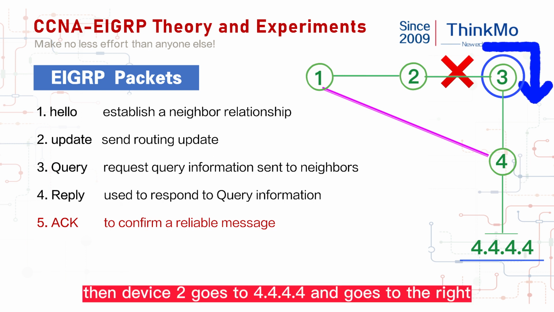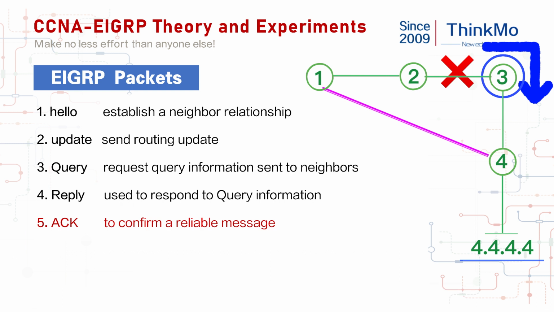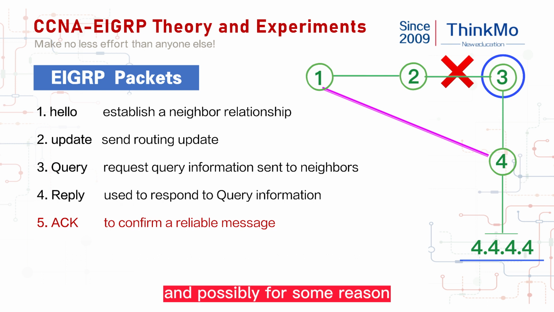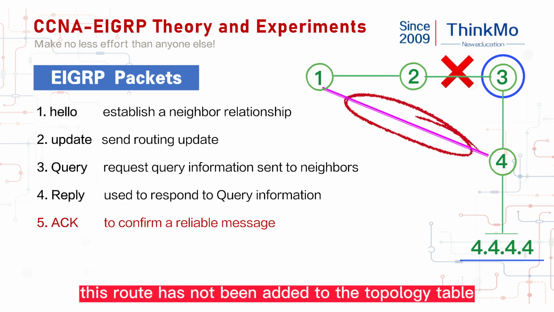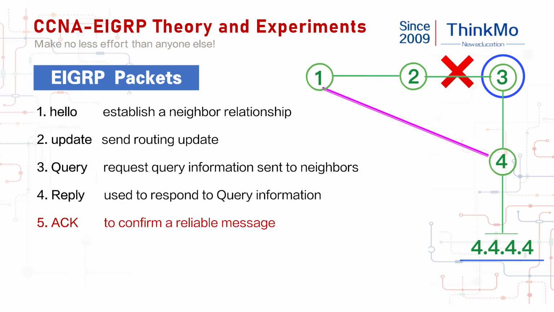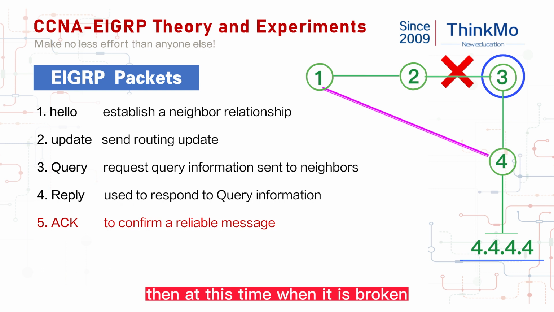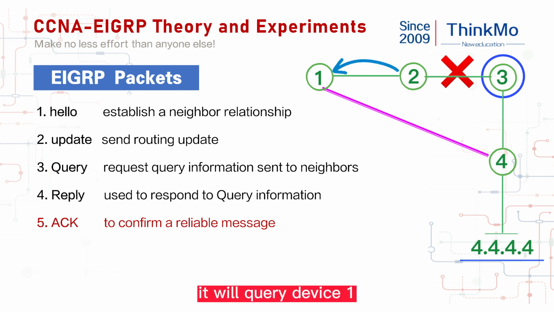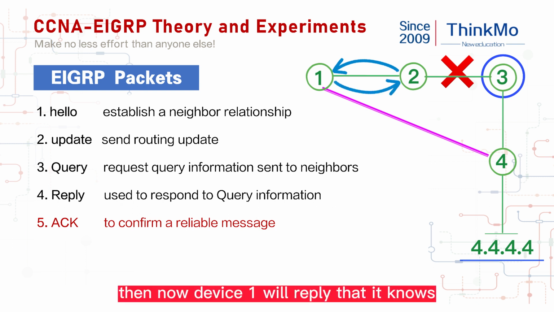Then device 2 goes to 4.4.4.4 and goes to the right. This is its optimal path. And possibly, for some reason, this route has not been added to the topology table. Then at this time, when it is broken, it will query device 1: is there a route to 4.4.4.4? Then device 1 will reply that it knows.